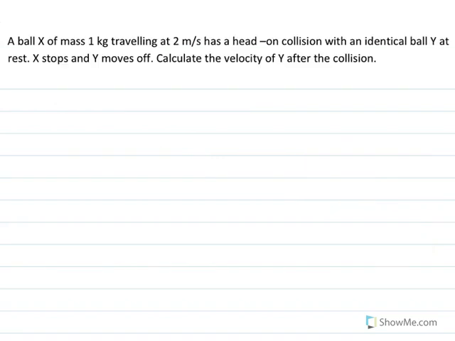A ball X of mass 1 kg traveling at 2 meter per second has a head-on collision with an identical ball Y at rest. X stops and Y moves off. Calculate the velocity of Y after the collision. So here we have 2 balls, identical balls, means they have the same mass and they collide with one another. So let's see the total momentum before collision.